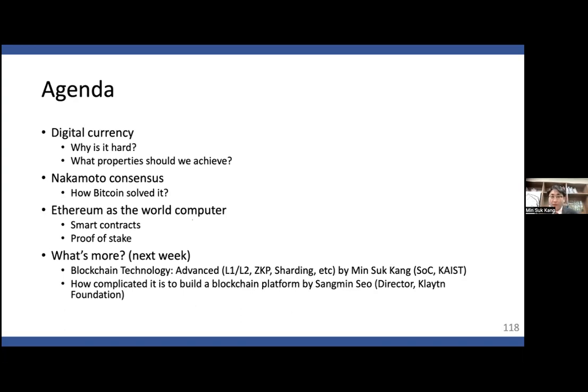Sam Saw from Klaytn Foundation will give us a lecture about how difficult it is to build a blockchain platform in practice. So far I've been talking about many different things, but maybe you may have this feeling that, oh, blockchain is so cool, we can easily write it, but writing a real blockchain platform is much more complicated than that. And Sam will be talking about that next week.